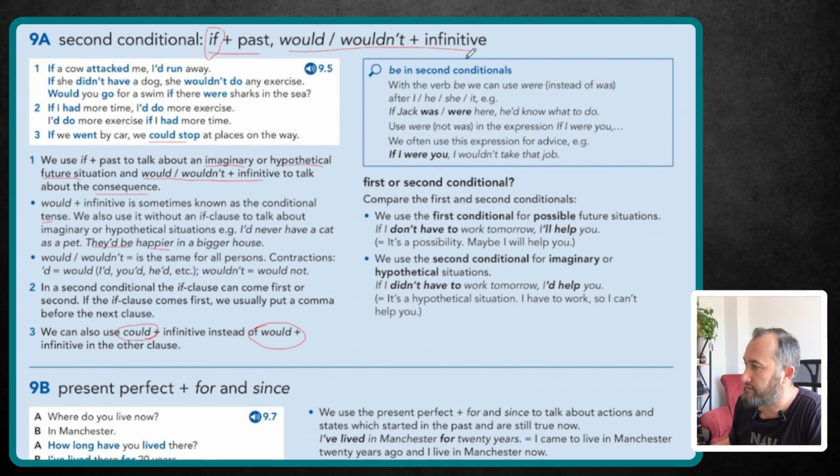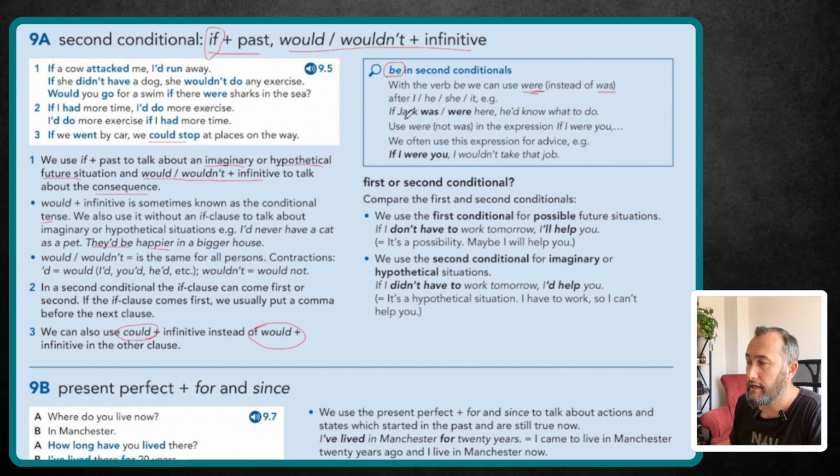We have got in this square some important information. Be in the second conditional. How to use the verb be. Look, when I say I, he, she, it, which is a singular form, yeah? I, he, she, it, singular form. I can use were instead of was. Both correct. I can say was, I can say were as well.